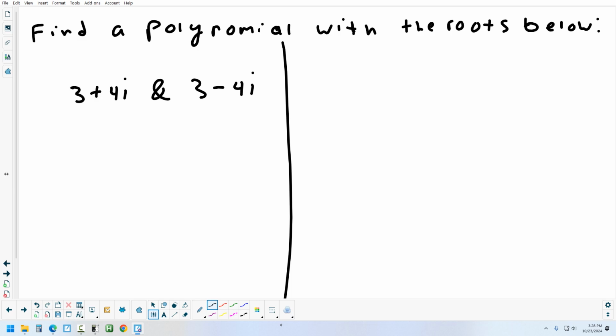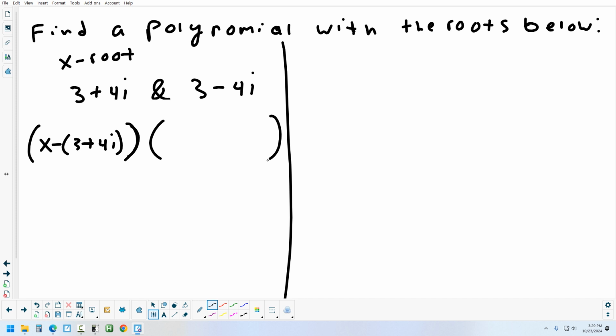If we know 3 plus 4i is a root, what would be the factor that that came from? x minus (3 plus 4i). It's important we put that 3 plus 4i in parentheses. It's always x minus the root. And what about 3 minus 4i? It would be x minus (3 minus 4i). Now, both of those have a negative in front of the parentheses, so what do we have to do with that negative?